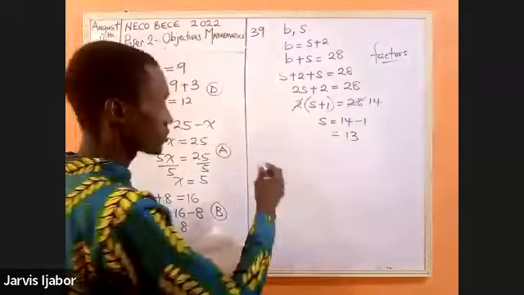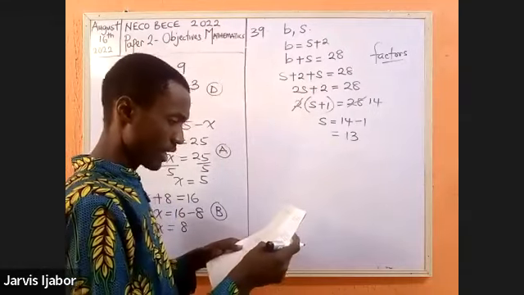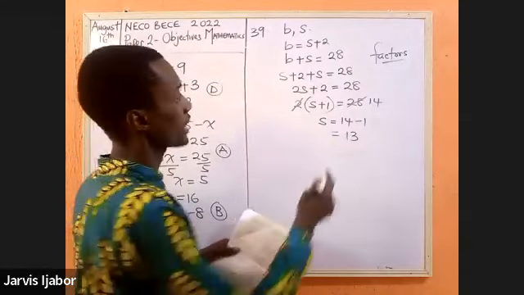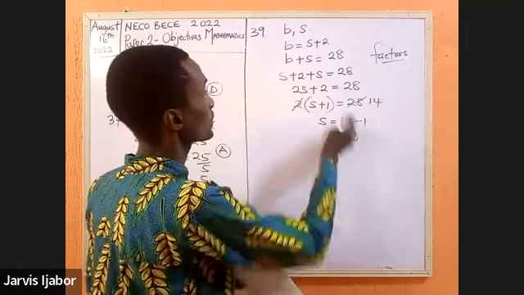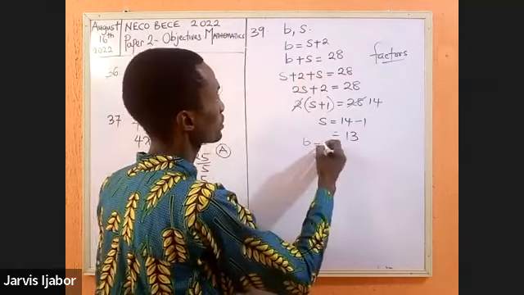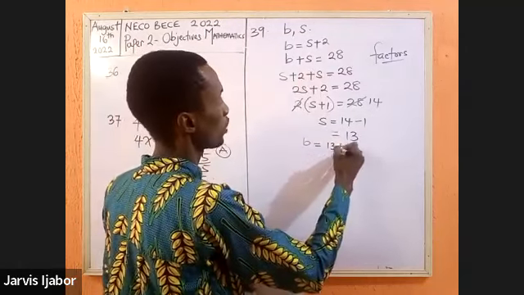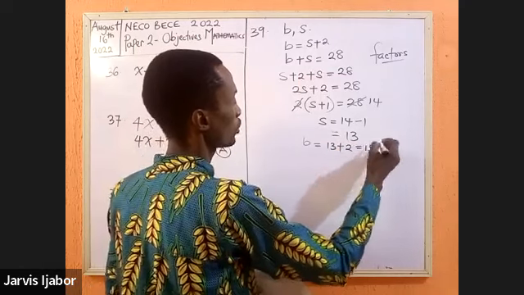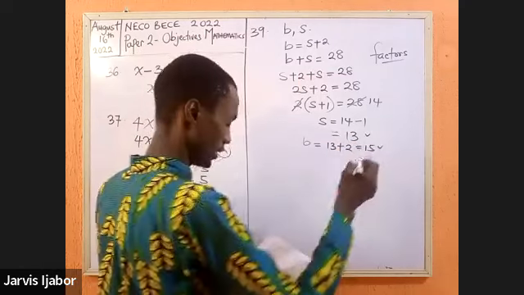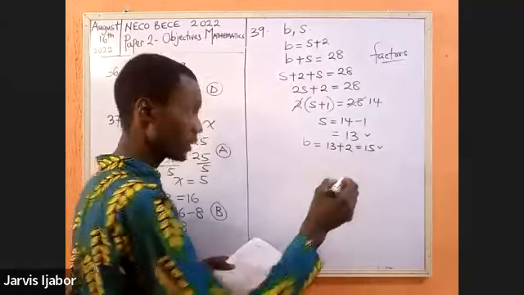All right. So if you've done that, okay, we're not done yet. That's for S. So if S is equal to 13, then B will obviously be equal to 13 plus 2. That's 15. So the numbers will be what? 13 and 15. That answer will simply be D.